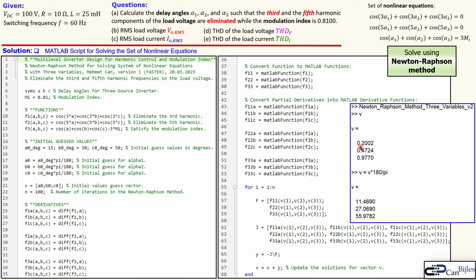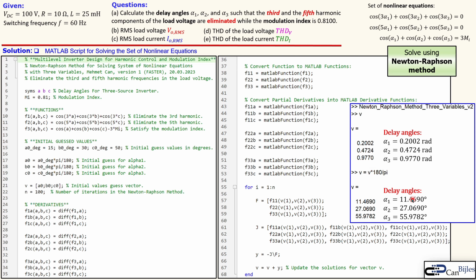So I have a v, which is 0.2002. The other one was 0.4724. The other one was 0.9770. This is all A, B, C, or alpha 1, alpha 2, and alpha 3. Everything in radians. Then I converted that in degrees, so I can see that more clearly also for myself. So I just did it times 180 over pi, and you get these values.